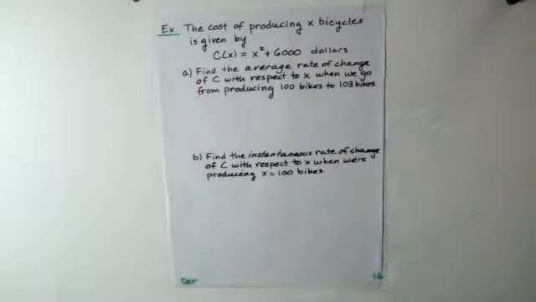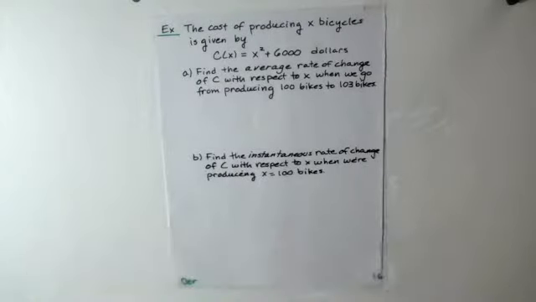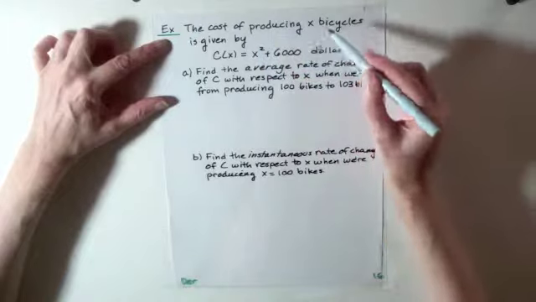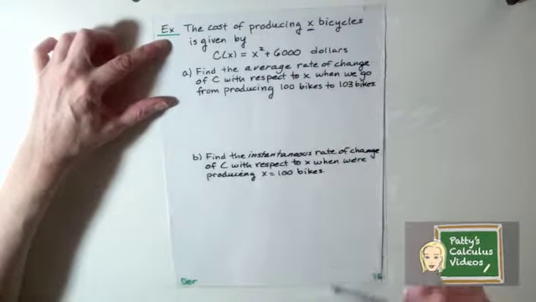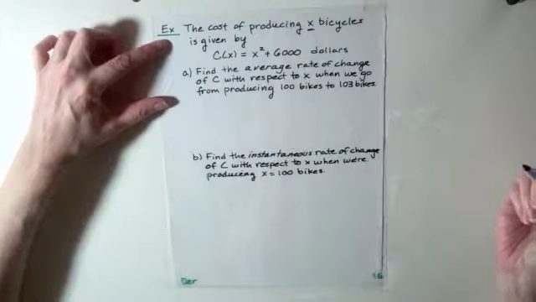So now let's go ahead and look at an example where we're going to find an average rate of change and an instantaneous rate of change, and we're given the equation for the function instead of being given the graph of the function. So let's look at this example. I'm looking at the cost of producing X bicycles. So maybe you have some garage business and you're producing custom bikes for people.